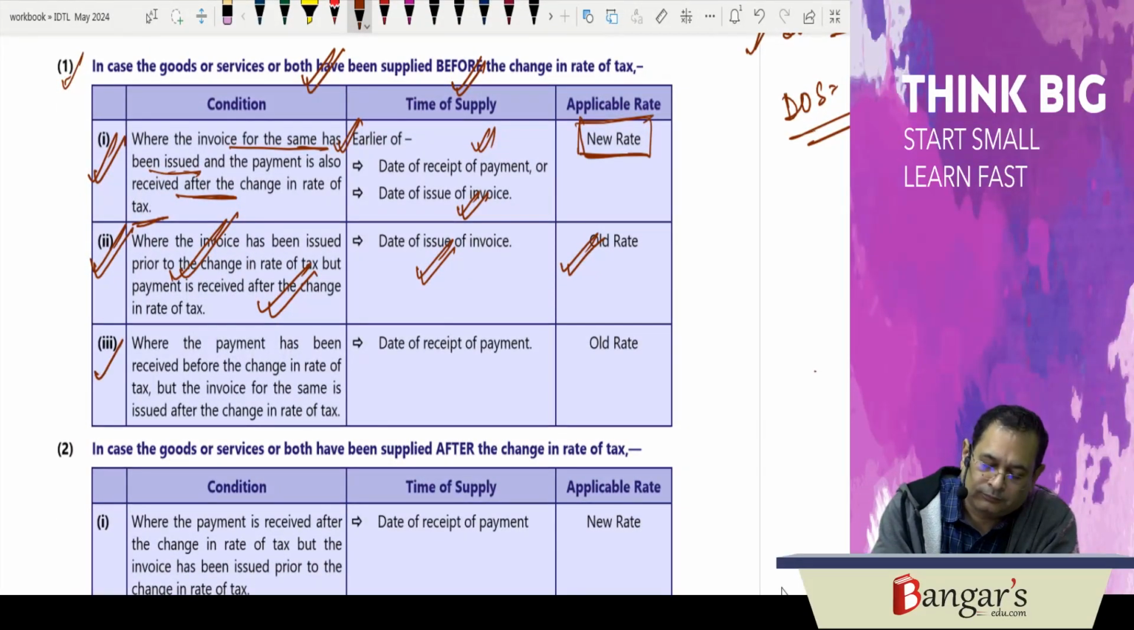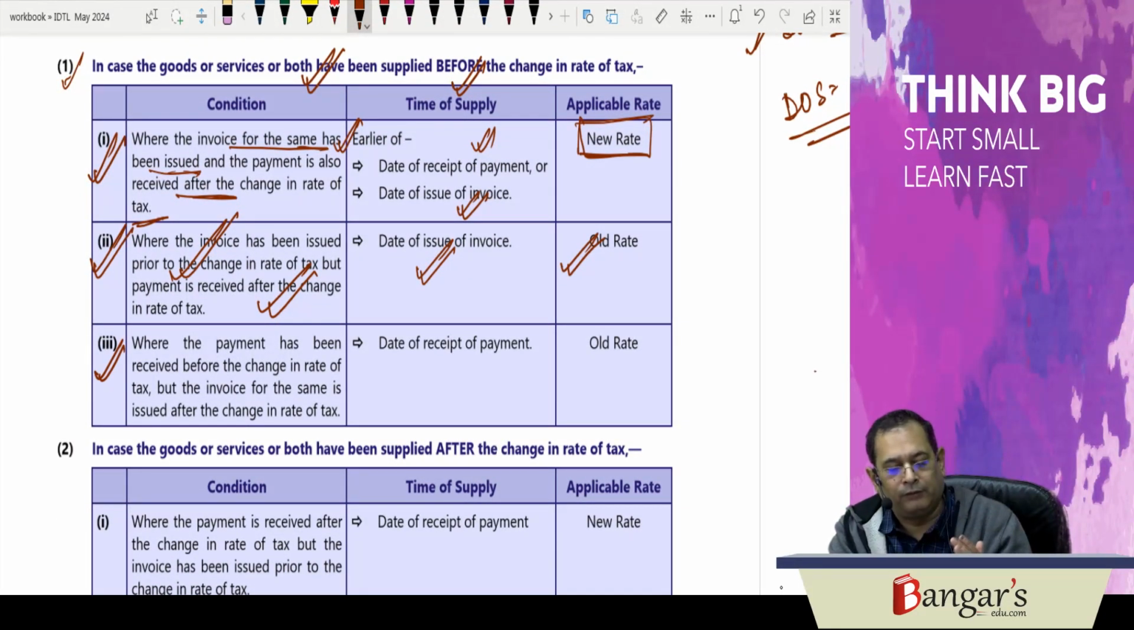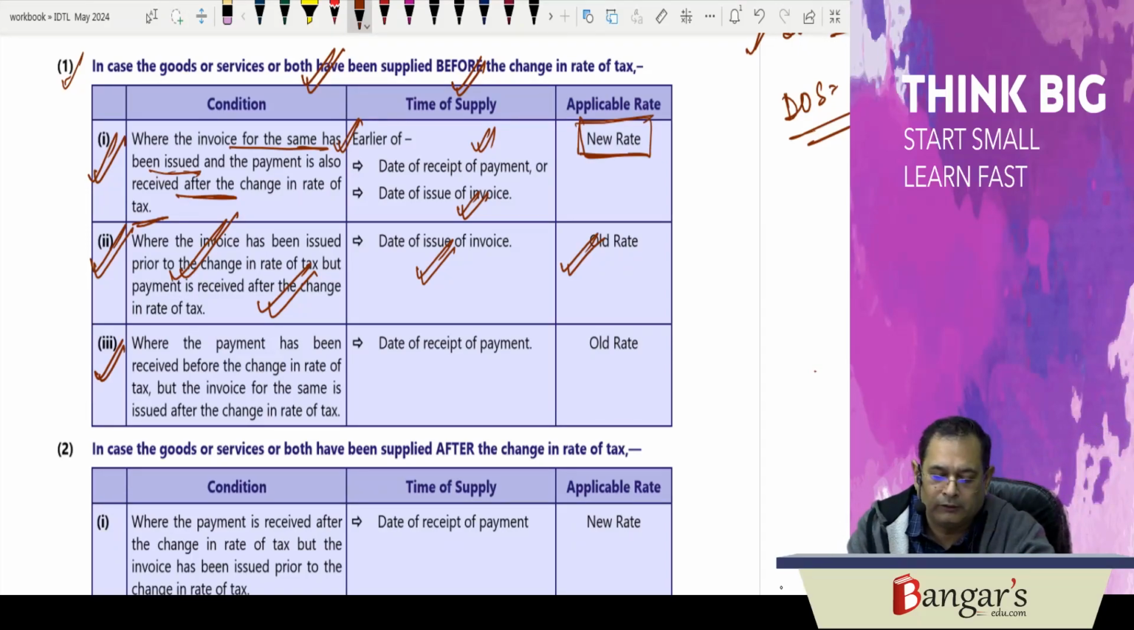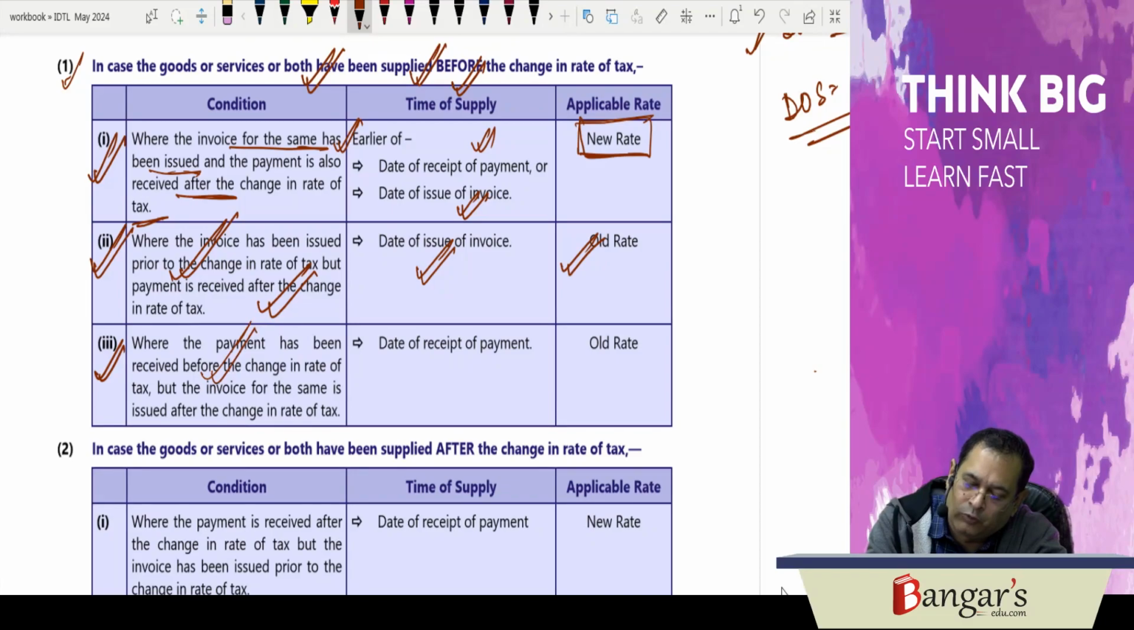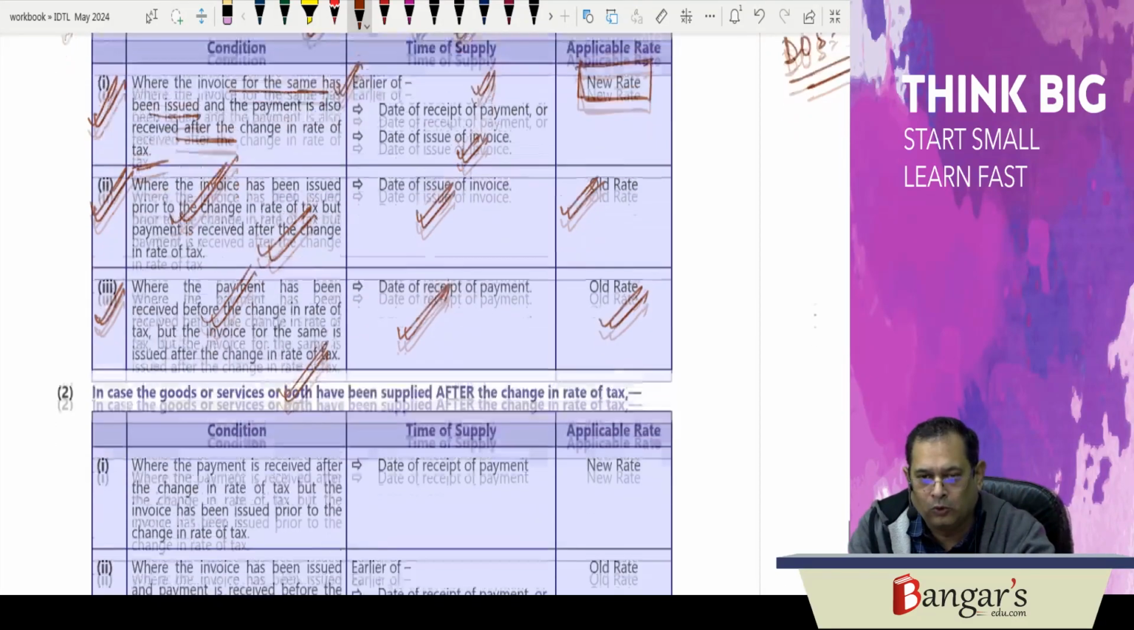Then when the payment has been received before the change in rate of tax, but the invoice for the same has been issued after the change in rate of tax. So what are the two events? Supply of service before, payment before, invoice afterwards. Time of supply is the date of receipt of payment, and the old rate will apply.